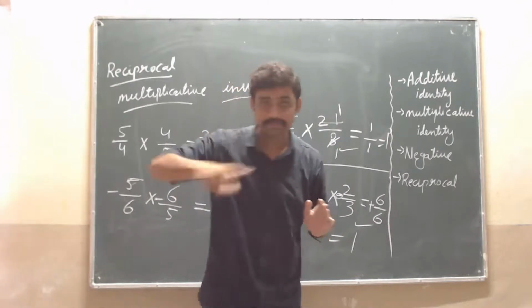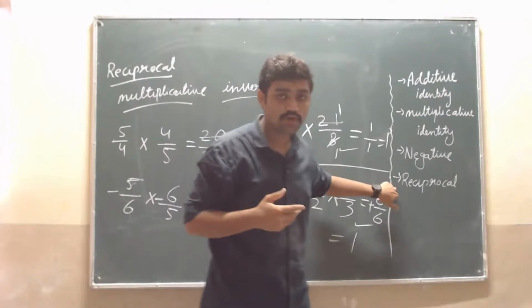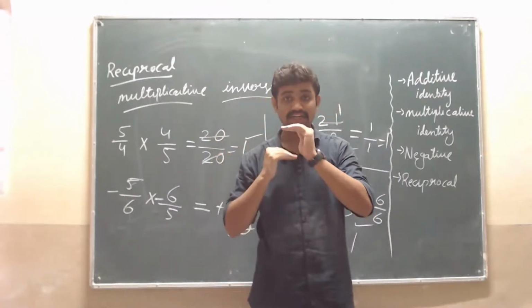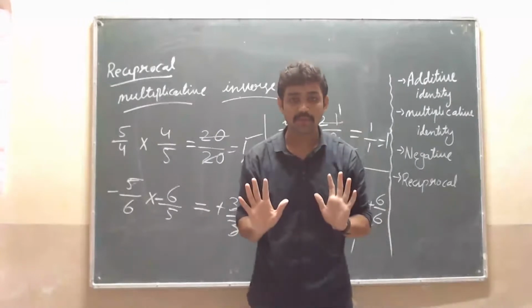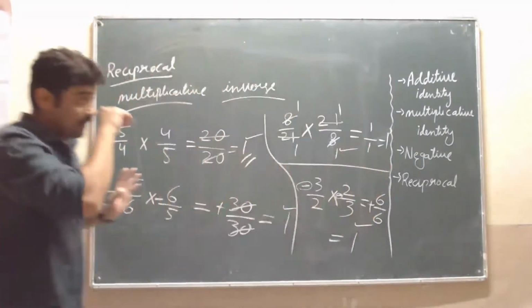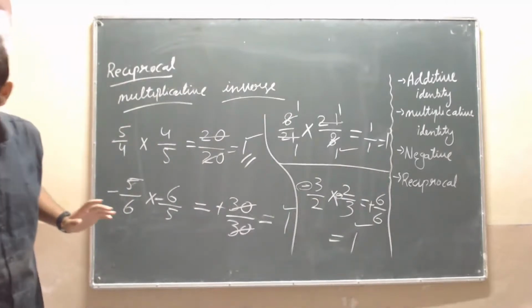Then what is the answer? 0 will be the answer. Then for reciprocal, we have to interchange the position, that is numerator to denominator and denominator to numerator. This is about reciprocal. Understood? Then in this video I will give you some examples as homework.